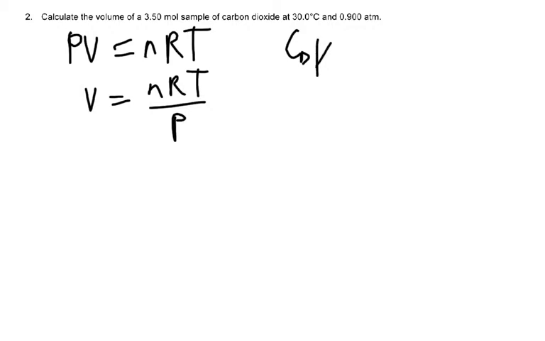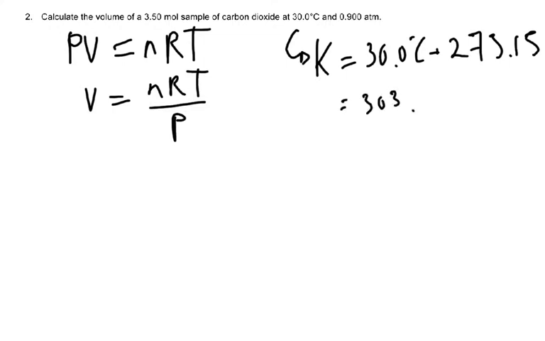So let's look at the Kelvin temperature for 30 degrees Celsius. So we have 30.0 degrees Celsius plus 273.15. So this is equal to 303.15 Kelvin. So we can just plug everything in.